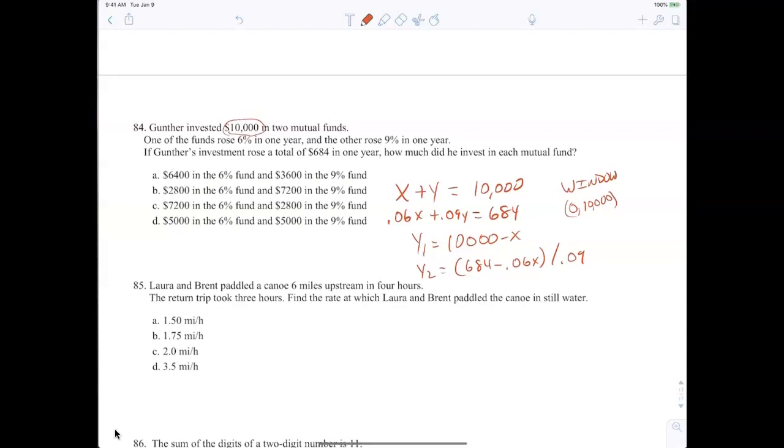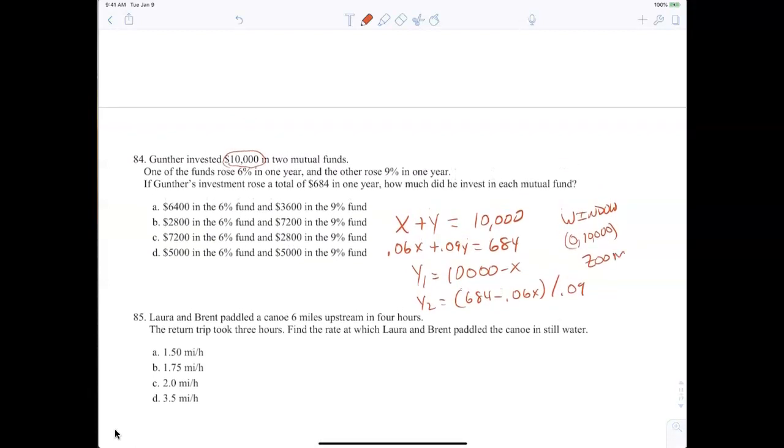All right. Then once you do that, you go to Zoom Fit, and then that will graph the lines. And then you find the point of intersection by doing calc. And if you remember, calc is number 5, I thought. Yeah, it was number 5. So you hit second, calc 5, then you hit enter, enter, enter, and that will take you to the correct answer.